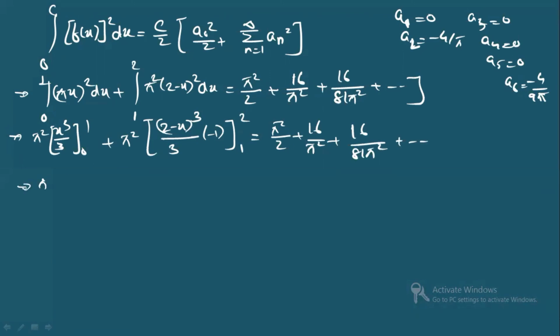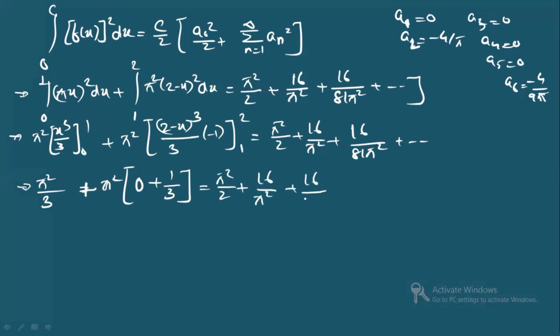So here, putting the upper limit and the lower limit 0, the upper limit will give you 1 cube by 3. 1 cube is 1. Plus this is pi square. Put the upper limit 2 minus 2 is 0, right? So 0. Again, when you put the lower limit, the minus will be there. 2 minus 1 is 1, 1 cube is 1, so 1 by 3. And finally, it is equal to pi square by 2 plus 16 by pi square plus 16 by 81 pi square and so on. So it is pi square by 3. It is also pi square by 3. So ultimately 2 pi square by 3.